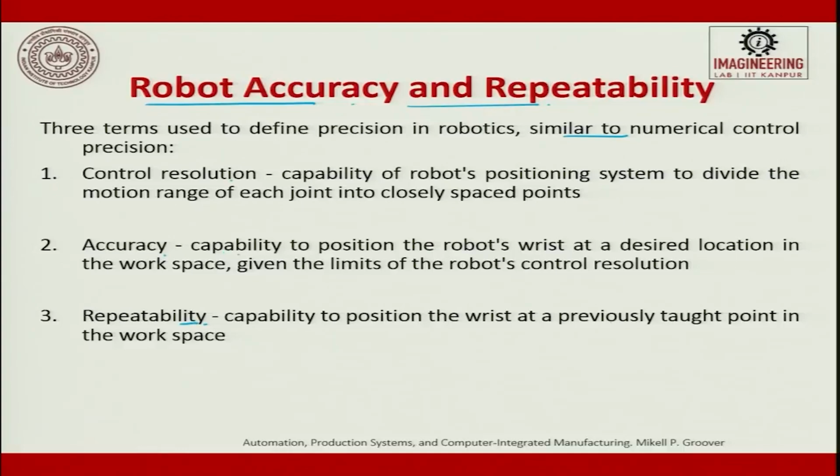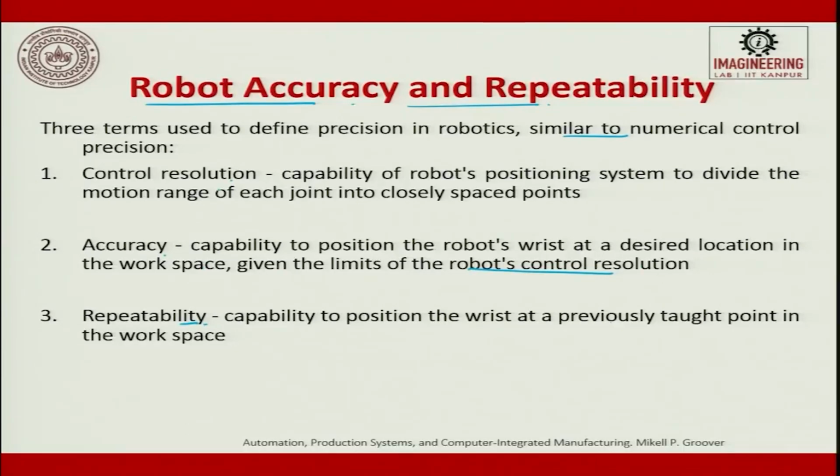Accuracy is the capability to position a robo wrist at a desired location in the workspace given the limits of the robo control resolution. Accuracy is nothing but the capability to position the robo's wrist at a desired location in the workspace given the limits of the robo control resolution.